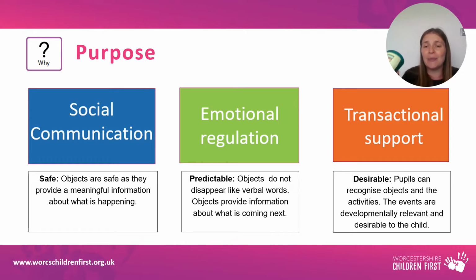It makes what is happening next so much more predictable because it's the same cup every time they get their favourite juice or every time that they have a drink. That means that the child will be able to regulate a little bit more because they can understand what is happening now and what is happening next. Also, our transactional objects are desirable. They are real things that they can recognise and understand, making it much more desirable for the child to understand what is happening next and therefore able to enjoy and take part in what is happening next.